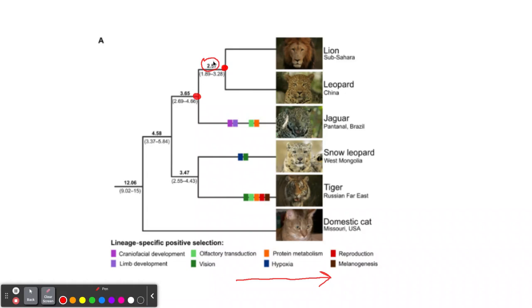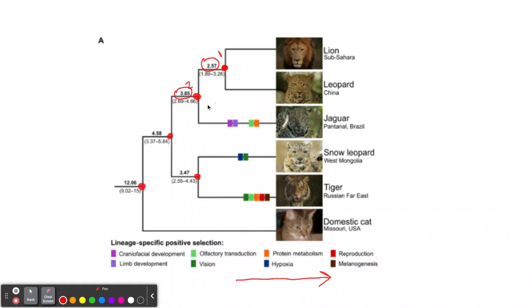There's another node over here. We'll just call this node 1. And node 2 is about 3.65 million years ago. You see that there's a common ancestor for the jaguar, the lion, and the leopard. Here's a node over here. There's a node over here. There's a node over here.